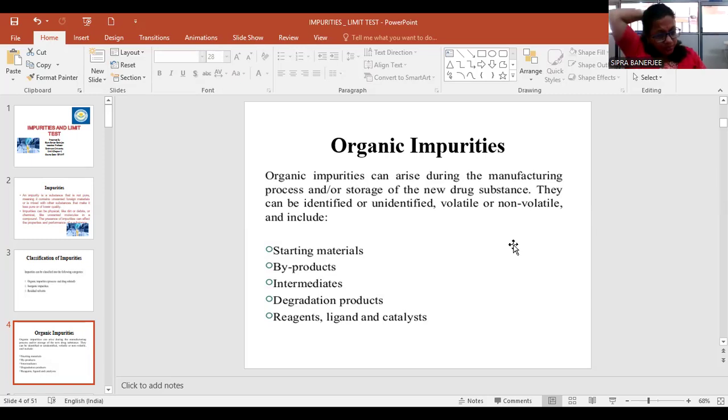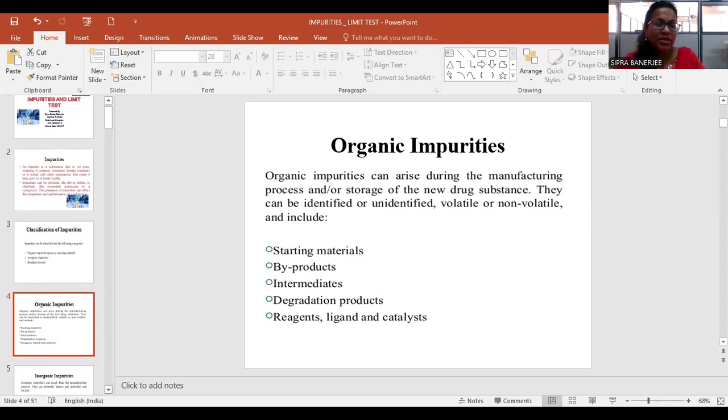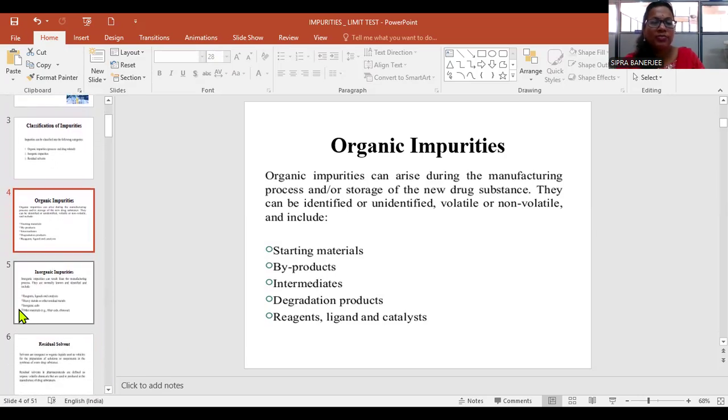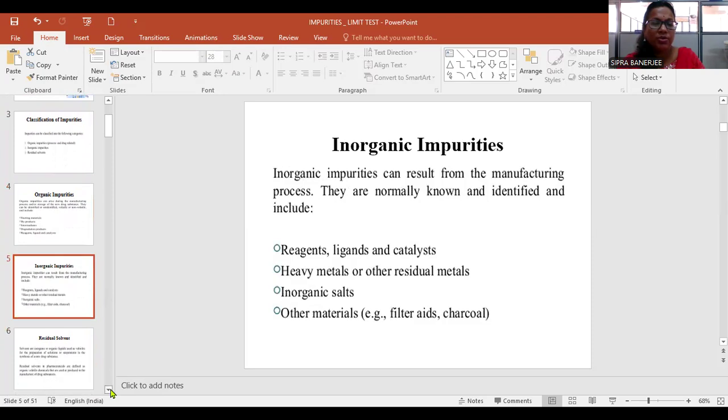Next, reagents and ligands. Different reagents can carry impurity. Different ligands can also be present, like this. Now, catalyst. Some catalysts make the reaction faster. If they are not properly removed, they can also remain as impurities.